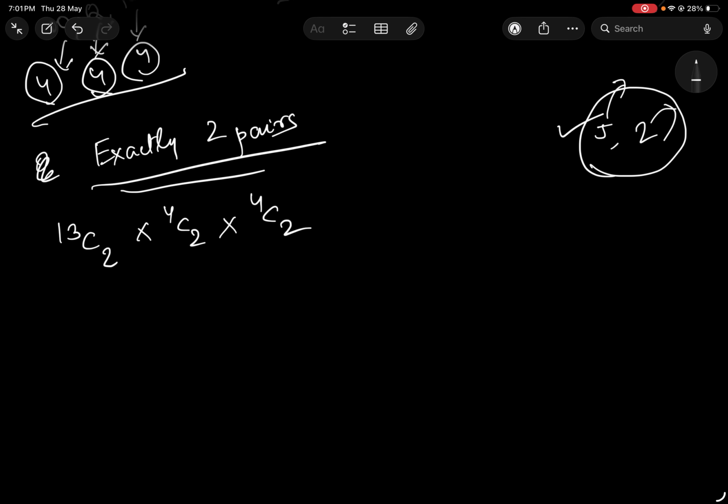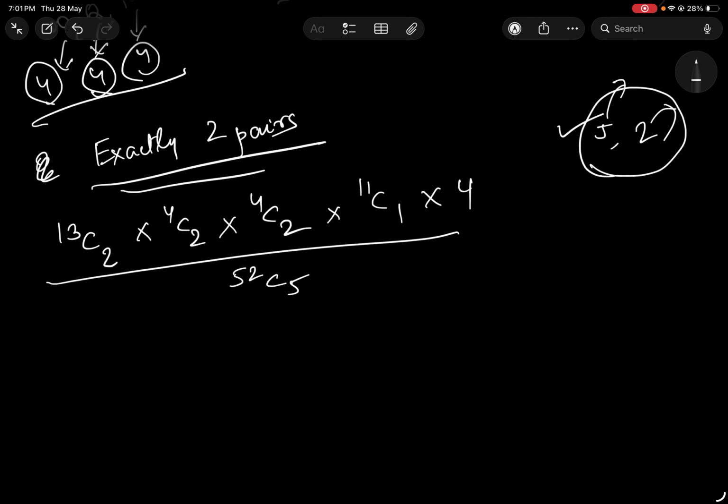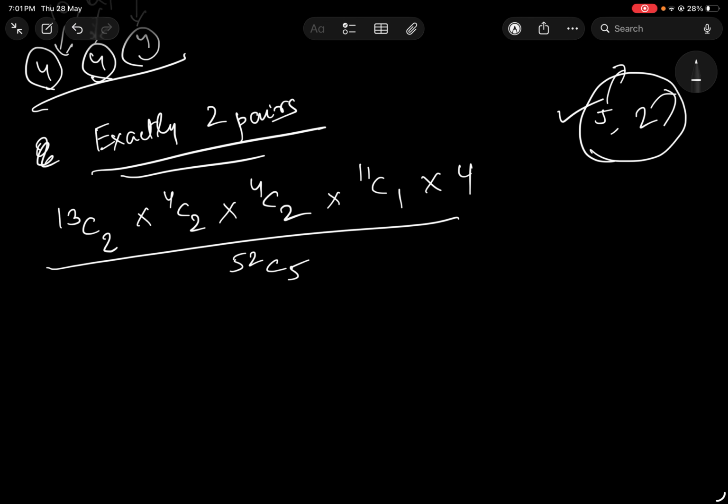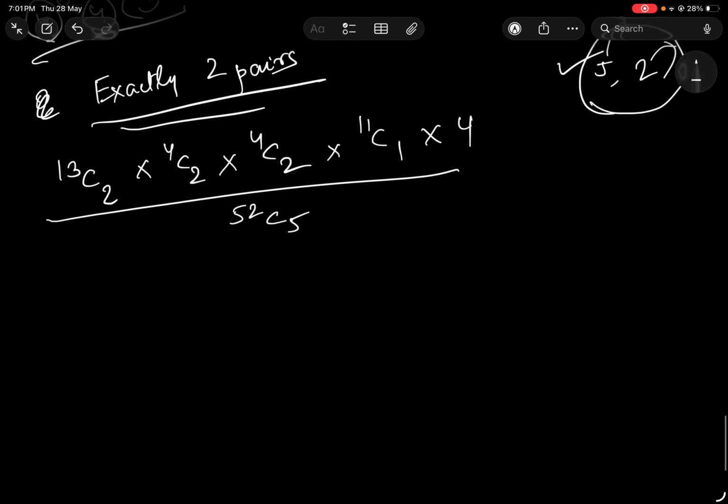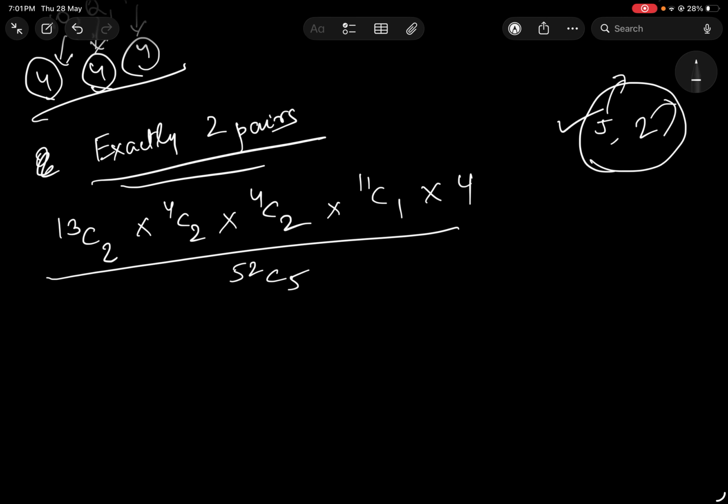All right. And then the last number that is left, since we're choosing 5 cards, has to be from those 11 numbers which are left. It can't be any of the numbers which we have chosen. And so that is 11C1. And again, that can be chosen in 4 ways, so that is into 4. And 52C5 is our denominator again. Yeah, so that's the probability of exactly 2 pairs.